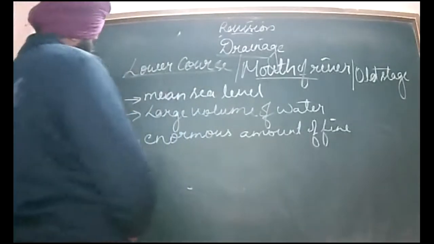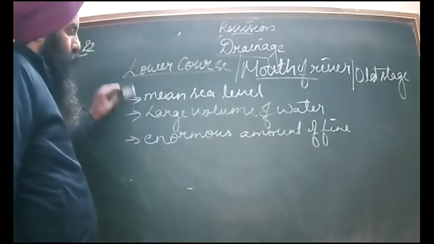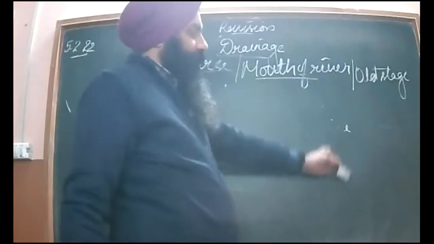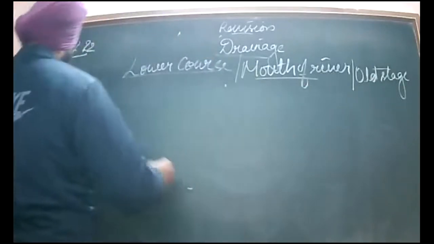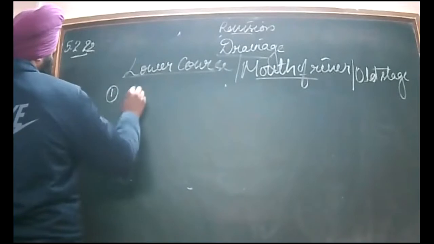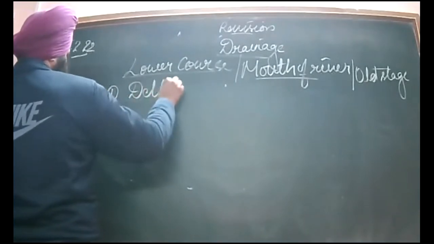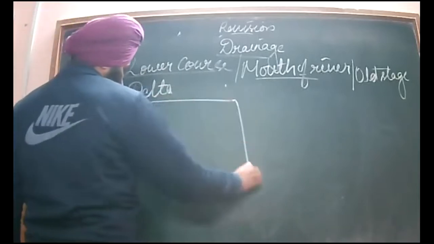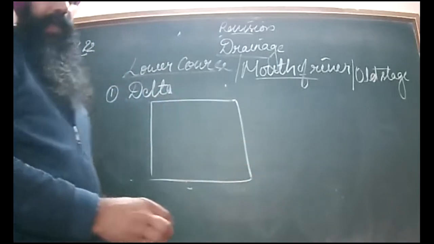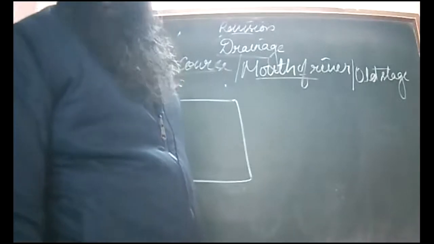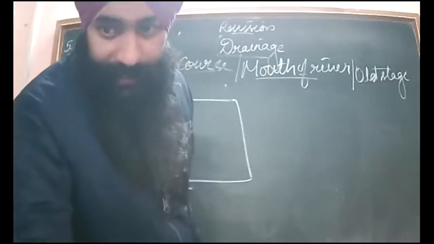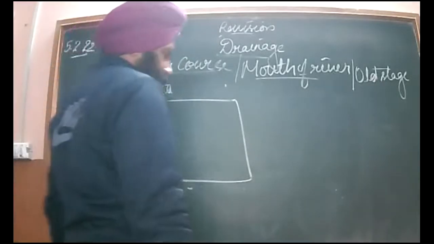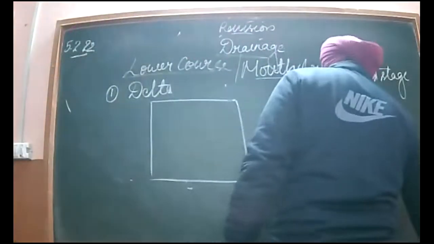Now, the landforms which are developed at the lower course of a river. First, delta. A delta is a triangular piece of land.